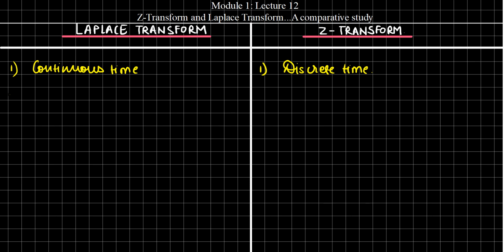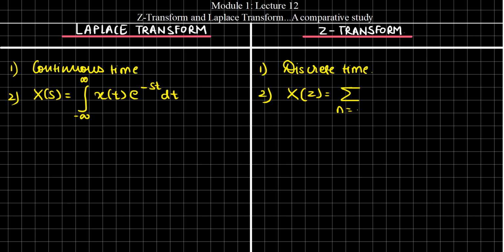Now if we look at the mathematical definitions for both these transforms, the Laplace transform of a continuous time signal x of t can be calculated using the formula X of s is equal to the integral from minus infinity to infinity of x of t into e to the power minus st dt. And the Z transform can be calculated as X of z is equal to the summation, n running from minus infinity to infinity, of x of n into z to the power minus n.